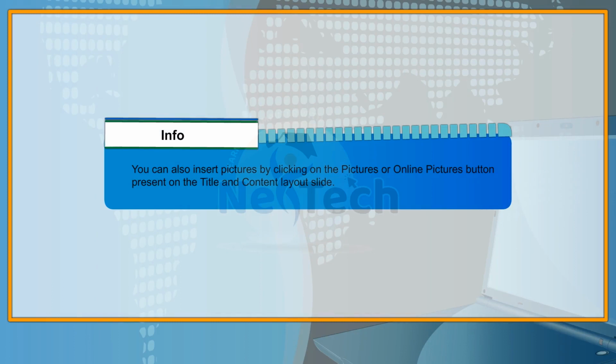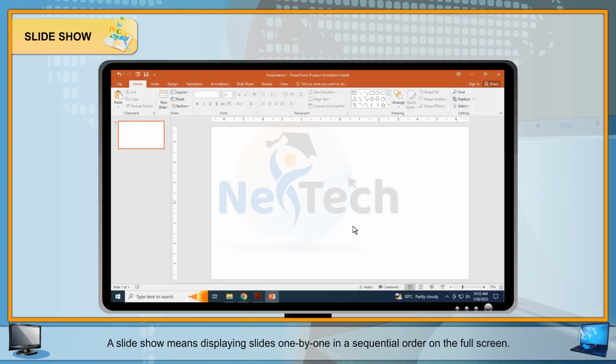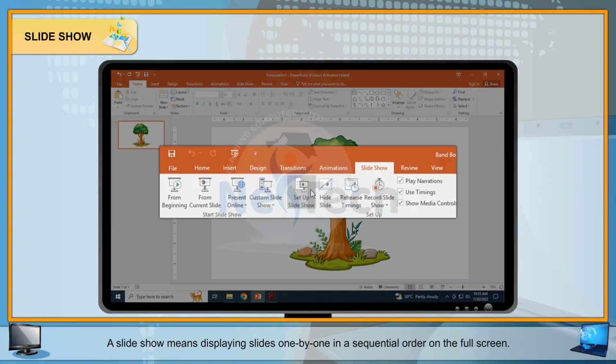Info. You can also insert pictures by clicking on the Pictures or Online Pictures button present on the title and content layout slide. Slideshow. A slideshow means displaying slides one by one in a sequential order on the full screen. Slideshow displays all the slides of a presentation either from the first slide or from the current slide.